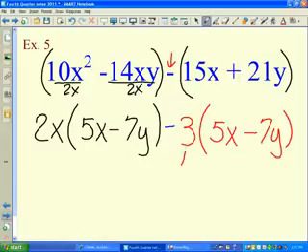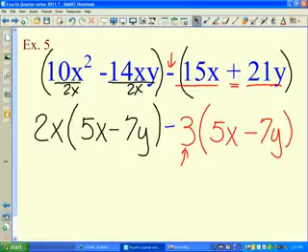Because look at it. If I looked at this 3 as a negative 3, multiplied it with my 5x, I'll get a negative 15x. That's what I have originally. When I think of a negative 3 times a negative 7, negative times negative is positive, and 3 times 7 is 21, and I have my y. Everything's working out.